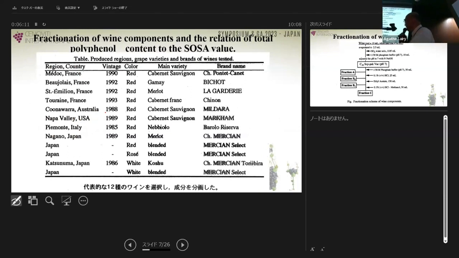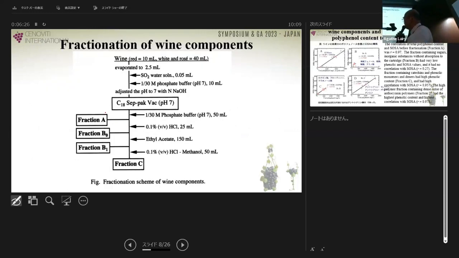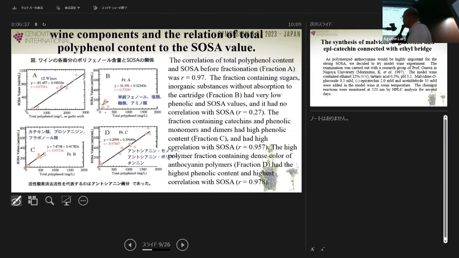I then looked at what is important. So 12 wines were selected and fractionation was done. We found that the C18 Sep-Pak is a very important column to separate phenols. The correlation of total polyphenol content and SOSA before fractionation, fraction A, was R equals 0.97, very high.